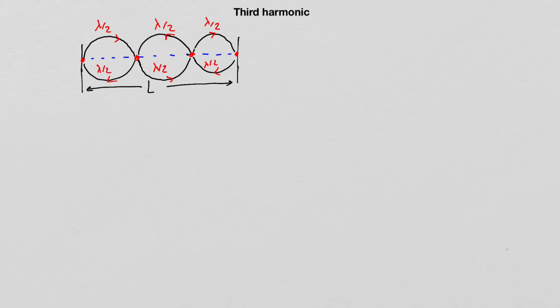So now, by counting, we see that we have 3 half wavelengths that fit on the length of the string, like that. So then the relationship is 3 times lambda divided by 2 is equal to L. And from here, the wavelength of the third harmonic, lambda 3, is simply 2 times L divided by 3.